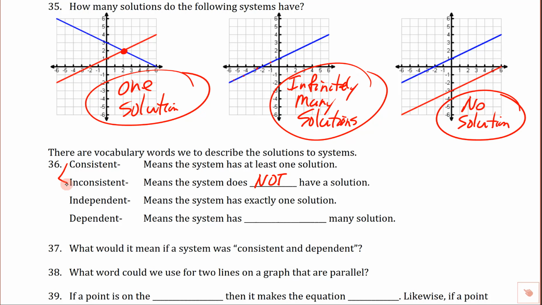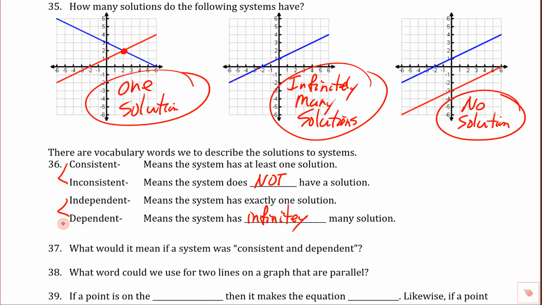So these kind of go together. If it's one, it's not the other. Okay, and independent and dependent. So independent means the system has exactly one solution. Dependent means it has infinitely many solutions. Okay, so just like these two are exclusive, it's either one or the other. It's either consistent or inconsistent. It's either going to be independent or dependent.